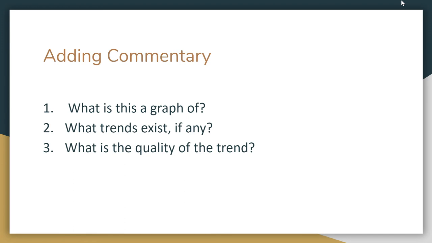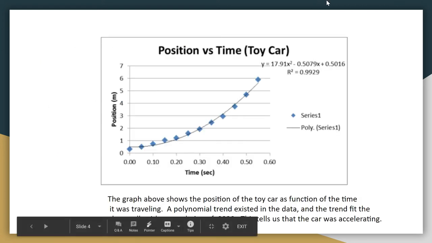Okay, now let's talk about adding commentary. So underneath your graph, you want to talk about, what's this a graph of? What trends exist, if any? And what's the quality of the trend, or how well does it fit the data?